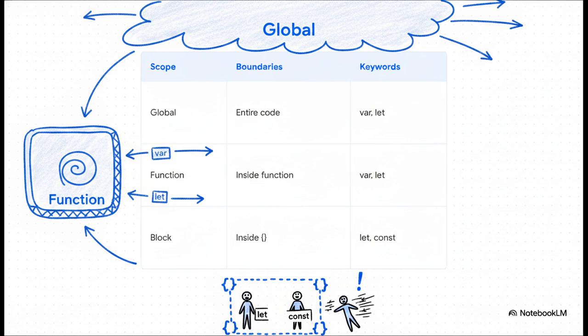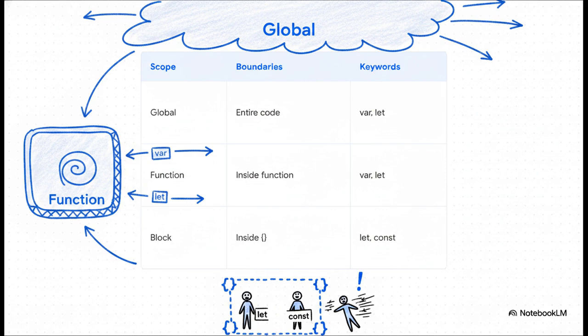A block is anything confined inside curly braces, like an if statement. Let and const securely stay within those curly braces, but var, it just completely ignores block scopes. It breaks right out of those curly braces and dangerously leaks out into the rest of your code. This right here is exactly why modern developers stick to let and const.